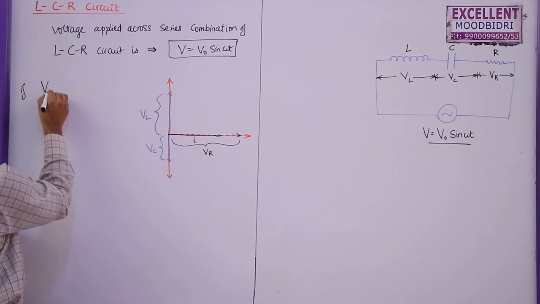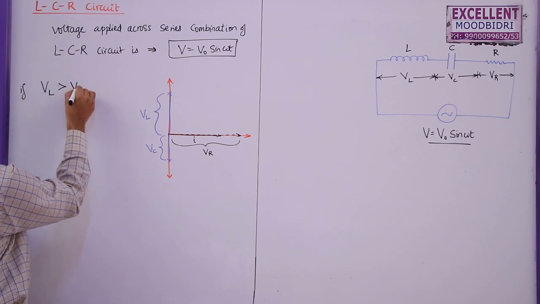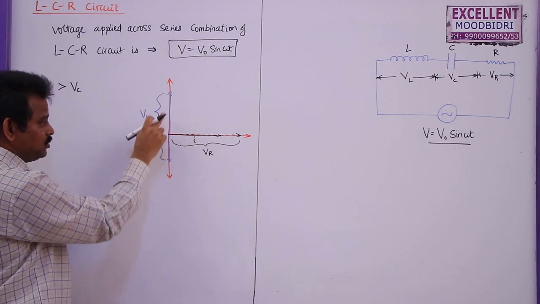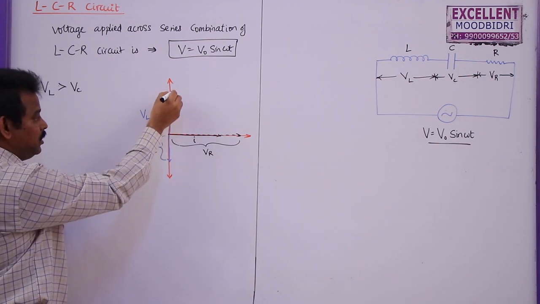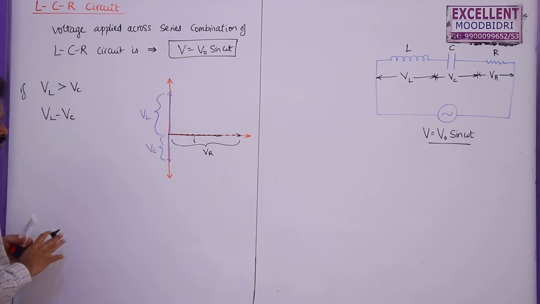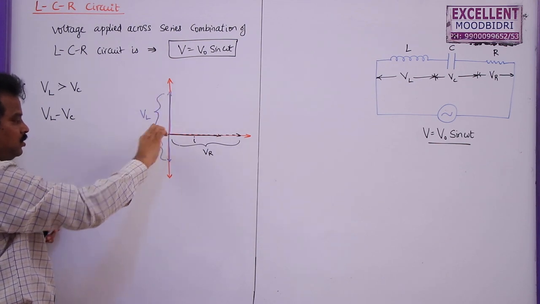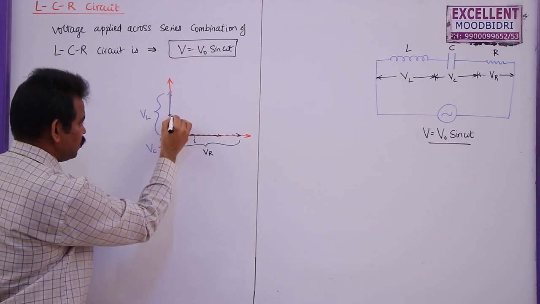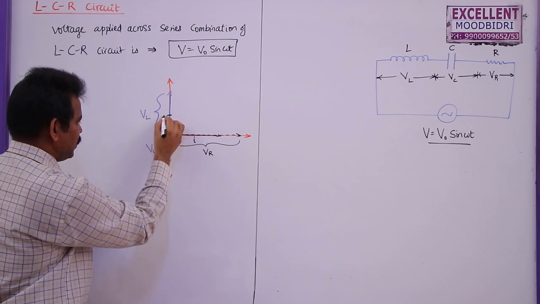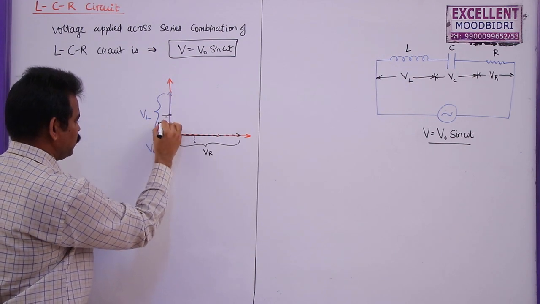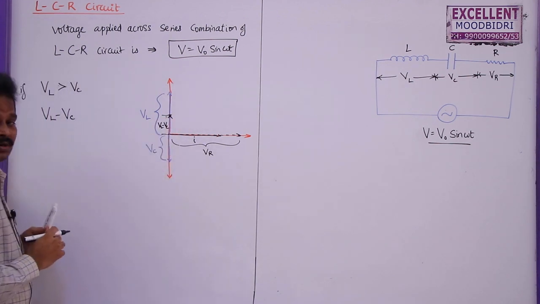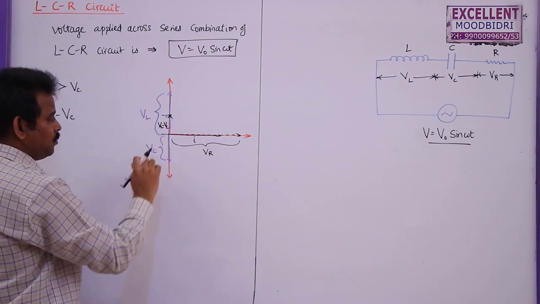If VL is greater than VC, now let us say this is 30 volts, this is 20 volts. As these two are in opposite phase, the net value will be VL minus VC. So this is VL, from this you will remove this VC. Now you will get this value. So I am going to take it as VL minus VC. So between these two I can write VL minus VC. So this is the resultant voltage drop across this inductor and capacitor combination.